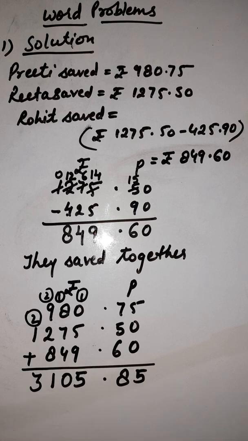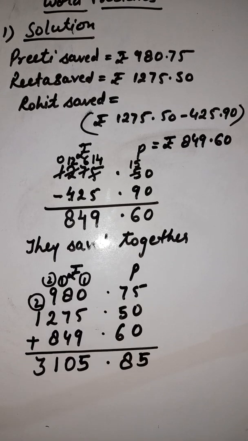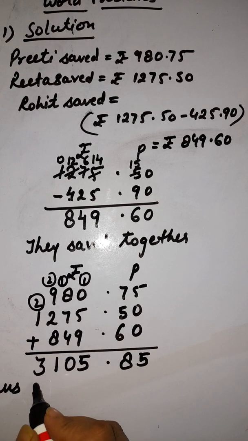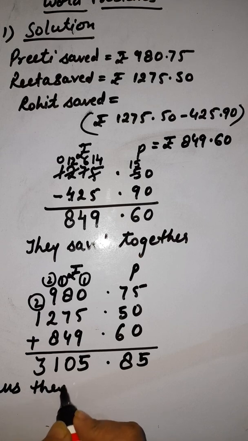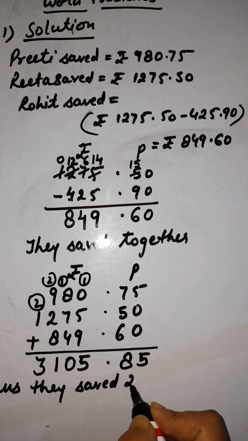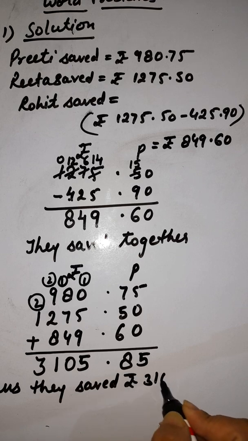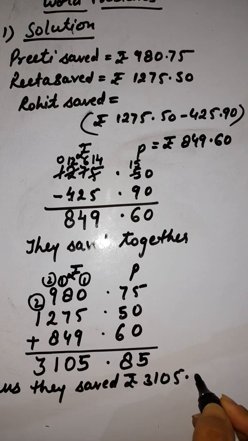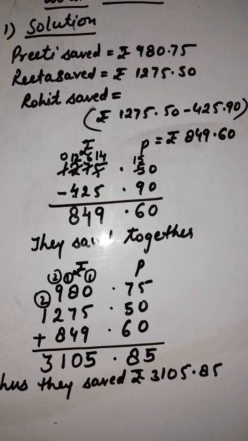So the total saving is rupees 3105 and 85 paise. Thus, at last we'll write, thus they saved rupees 3105 and 85 paise. Okay? Like this, you will solve your word problem sums.